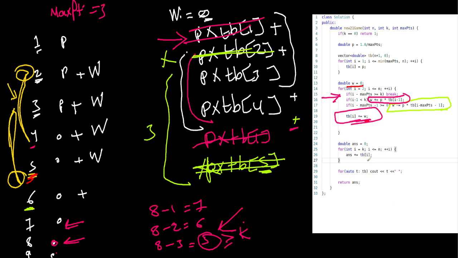And at the end we loop from k until n to accumulate our answer. The time complexity for this solution is big O of n.